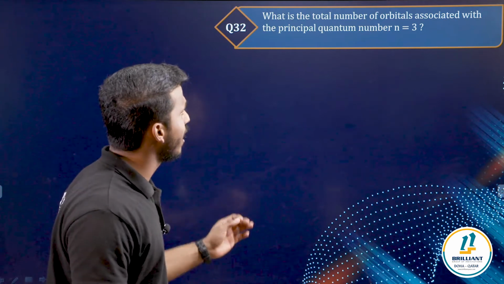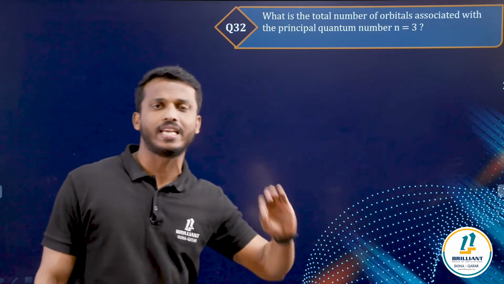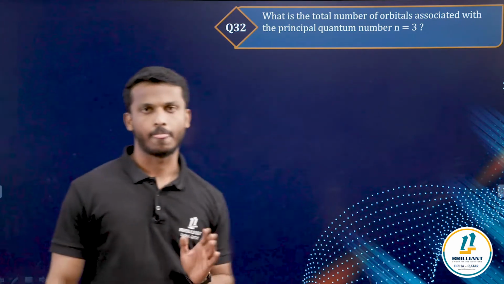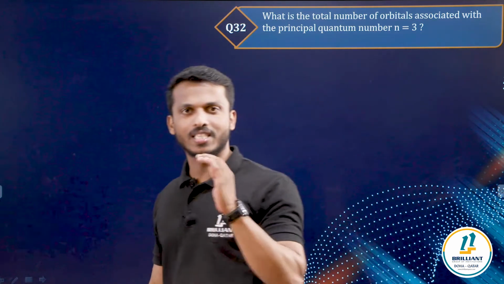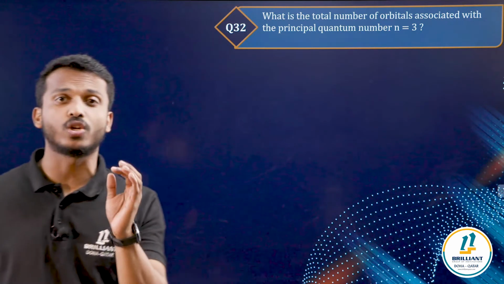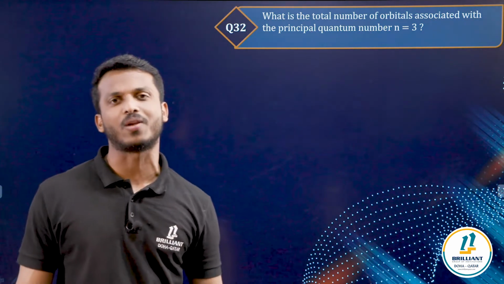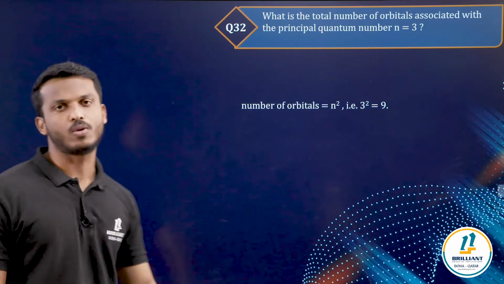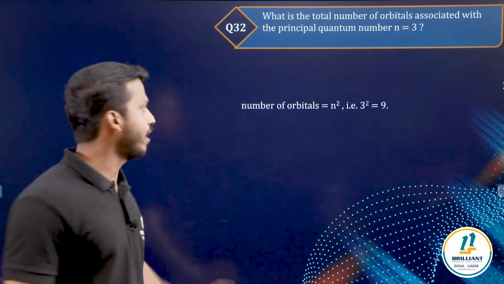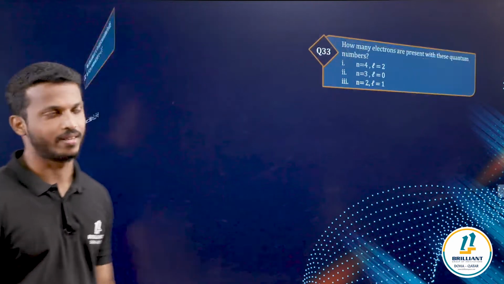What is the total number of orbitals associated with n equal to 3? Principal quantum number is given as 3. Energy level is given as 3. What is the equation to calculate? There is a simple equation to calculate the number of orbitals. Number of orbitals is equal to, dear all, n square. That is 3 square, that's equal to 9. That's it.